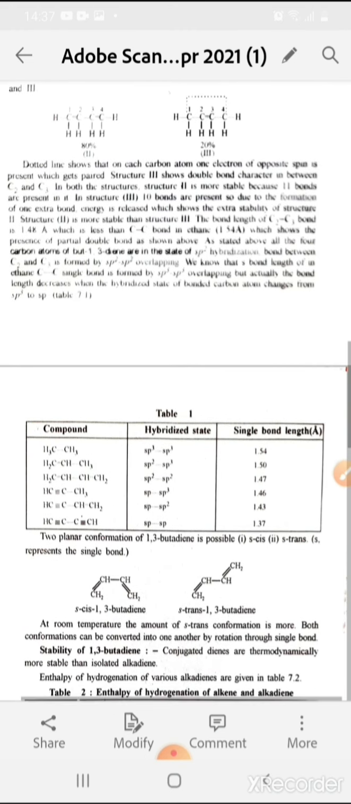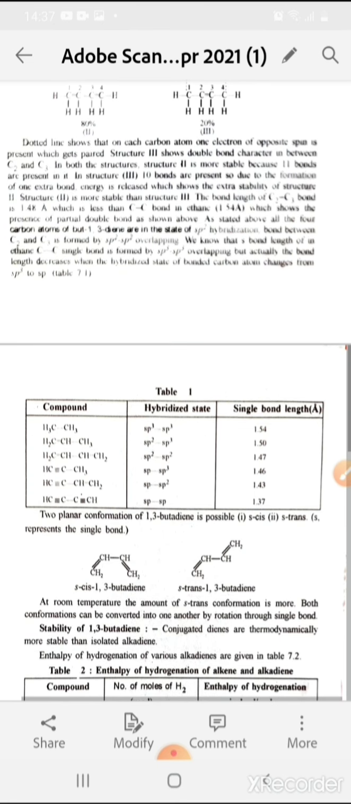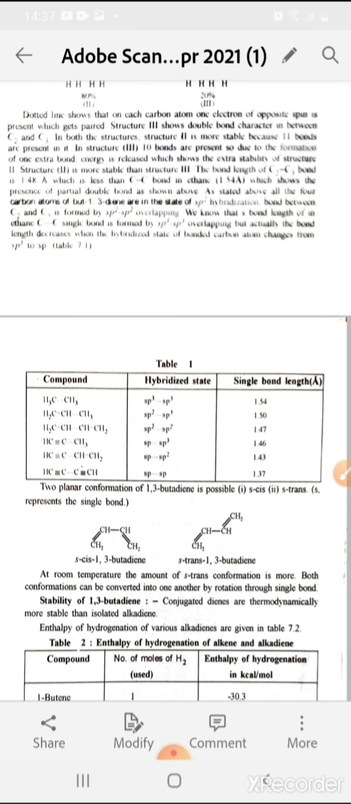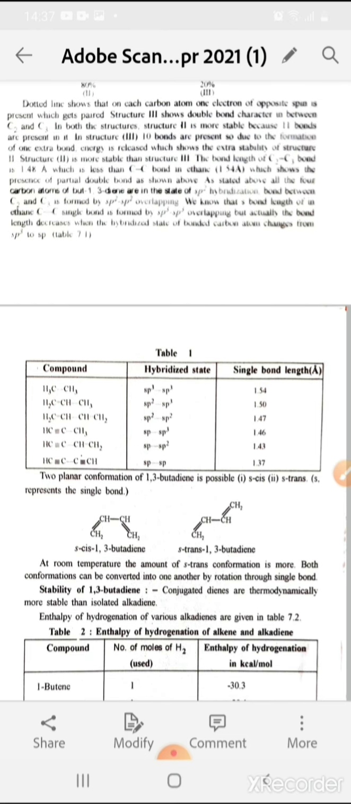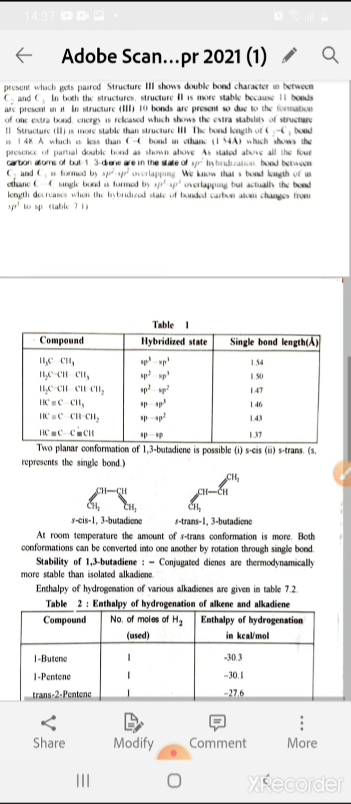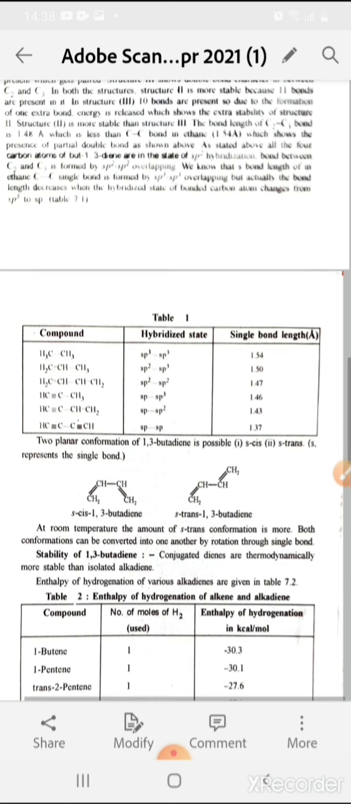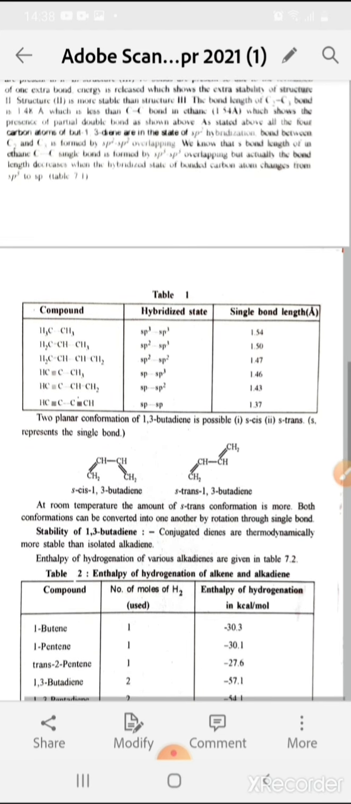So if we see in the table, in the compound CH3-CH3, the hybridized state is sp3-sp3 and the single bond length is 1.54 angstrom. In the compound CH2=CH-CH3, there is sp2-sp3 hybridized state and the single bond length is 1.50. In CH2=CH-CH=CH2, there is sp2-sp2 hybridization and the single bond length converts to 1.47 angstrom. Whereas in HC≡C-CH3, it is sp-sp3 hybridized state and the single bond length is 1.46. And in HC≡C-CH=CH2, which is sp-sp2, the single bond length is 1.43 angstrom.